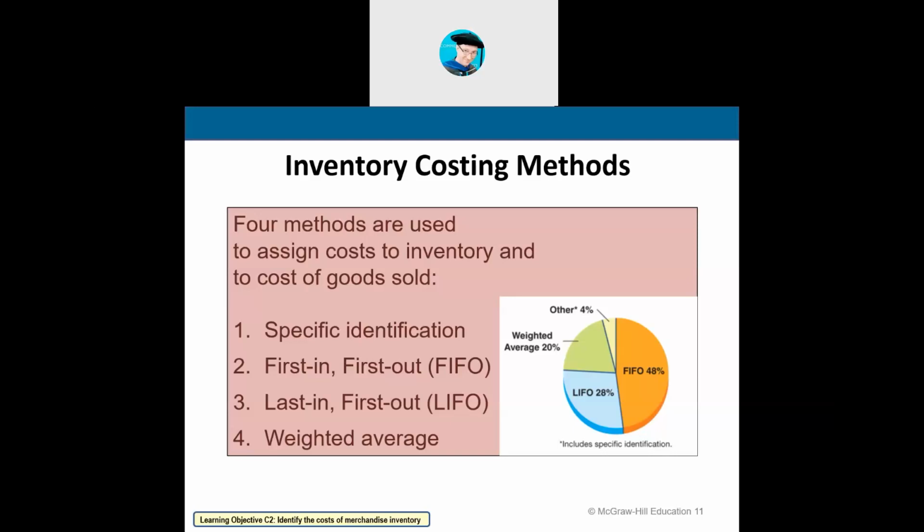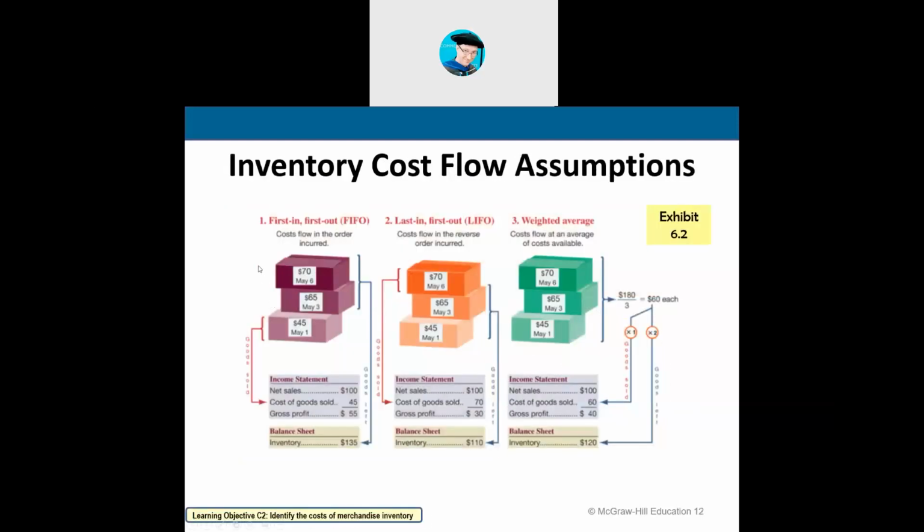Last in, first out. And then the last method is called the weighted average. The weighted average method, used by about 20% of companies, is where they add up all of the purchases they've made over time and get the average cost of all those purchases. That's called a weighted average. We're going to talk about each one in detail.